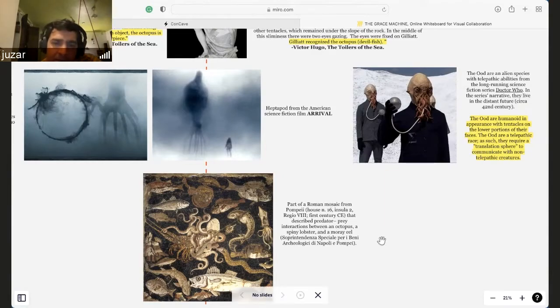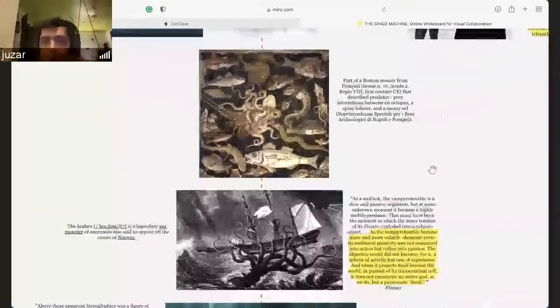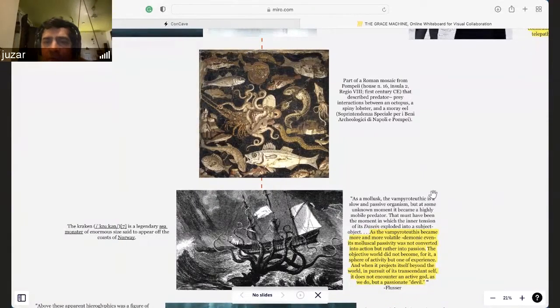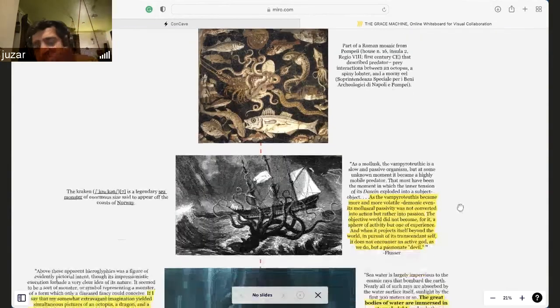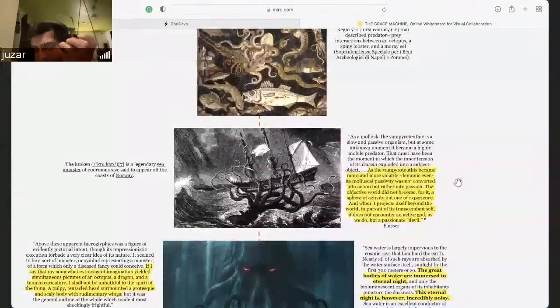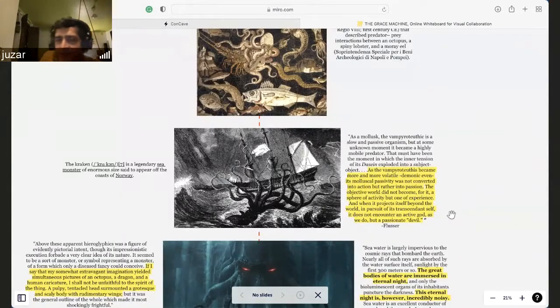And below, another part of a Roman mosaic from Pompeii, where you have an octopus running with a lobster and a moray eel following it. So another arm of terror, the arm of might transfiguring into these limbs of terror, which can, in the Kraken myth of the Norwegian coasts, appear as a legendary sea monster of enormous size, and it is like a storm. The storm and the might of the limbs, the might of terror, or the terror of limbs, are all one and the same thing.